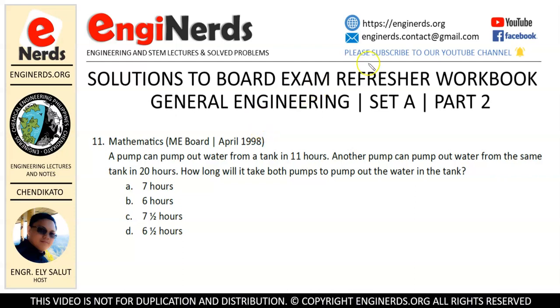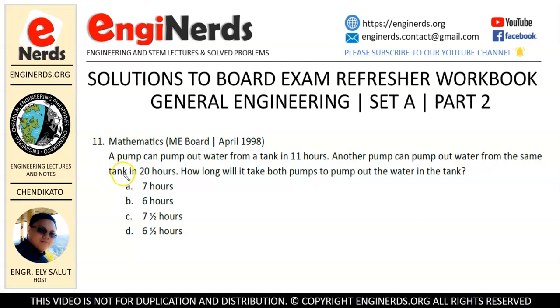Hi guys, so now we're on the second part ng ating set A for the solutions to the board exam refresher workbook for general engineering. Okay, so sa part 1, sinagutan natin yung set A from numbers 1 up to number 10. So now we're going to start solving from number 11 hanggang number 20.